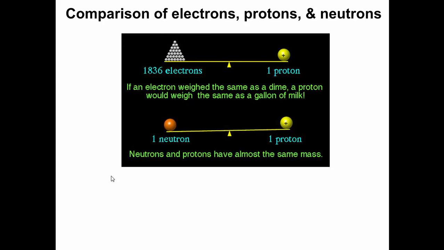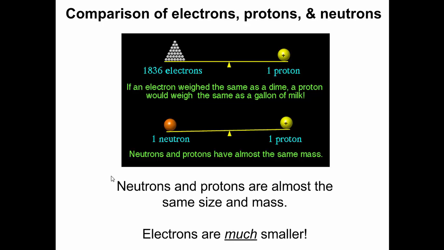So let's compare them. The size of electrons and protons are very different. It takes 1,836 electrons to have the same mass as one proton. So if an electron weighed the same as a dime, a proton would weigh the same as a gallon of milk. Neutrons and protons have almost the same mass. They're about the same size. And obviously electrons are much smaller.